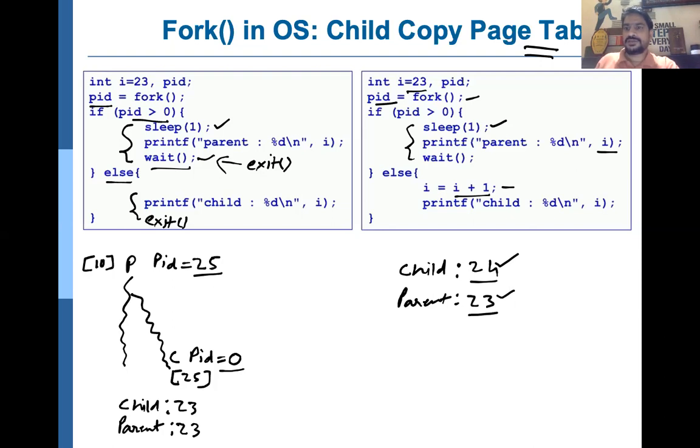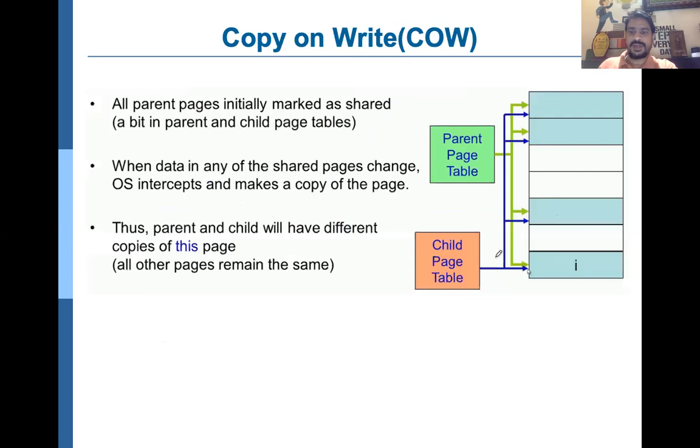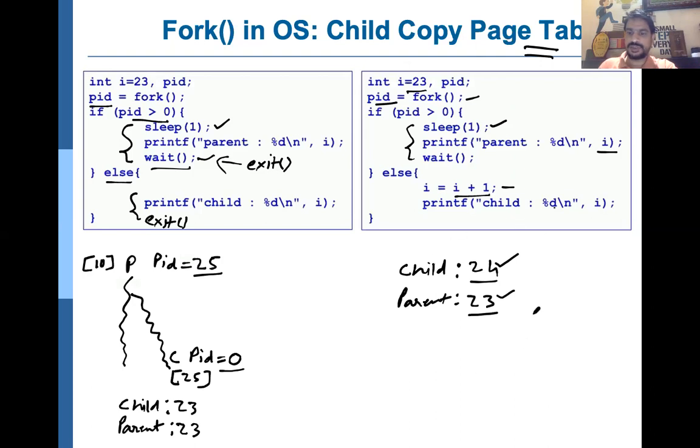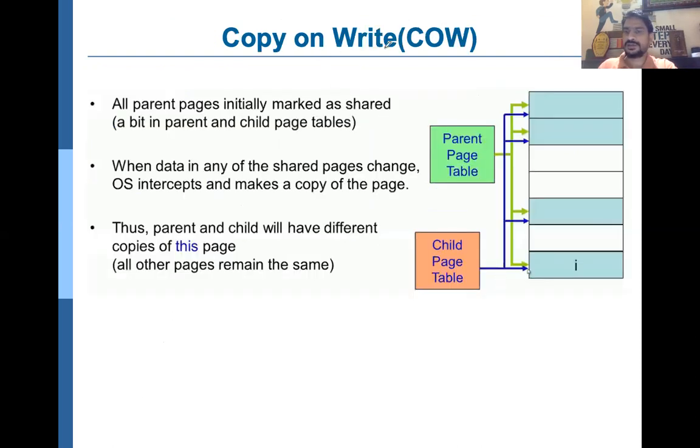But here we understood that we say the child and parent are going to copy the page table of each other. So how did this particular thing happen? Let's see the example of how this happened. So you see what happened here. This particular technique by which both the parent and child got a different I is called copy on write. COW is the concept behind that.